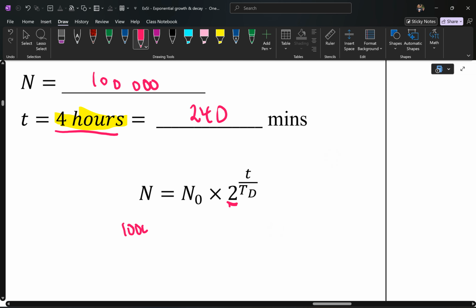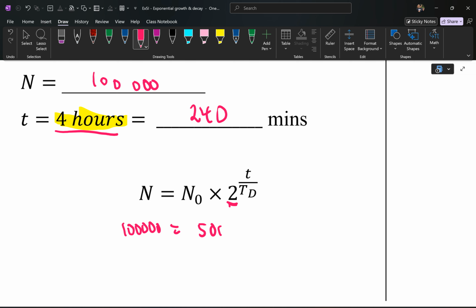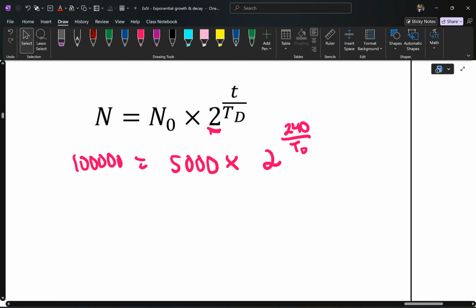The final amount is 100,000 after 4 hours. 100,000 is equal to, you start off with 5,000, times base 2, because you're splitting into 2 for every generation time, and then the total number of minutes was 240 minutes divided by what we don't know, which is TD. This is what you're going to do. Now you can solve it by hand or by CAS. I'm going to do the hand method just to see if you know how to solve this.